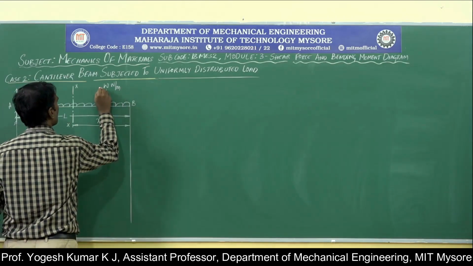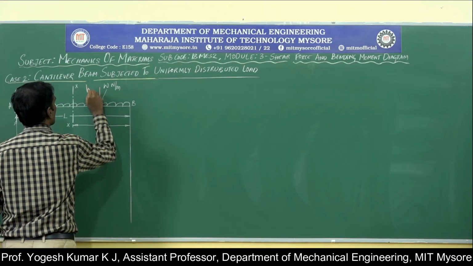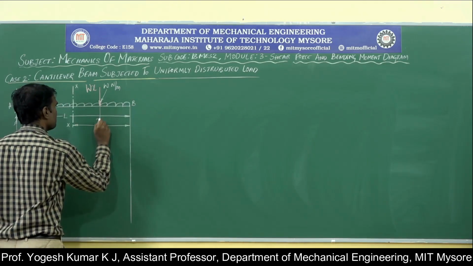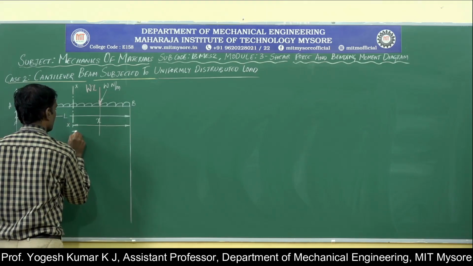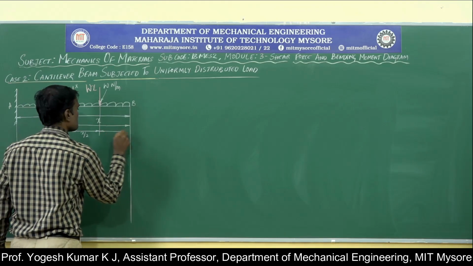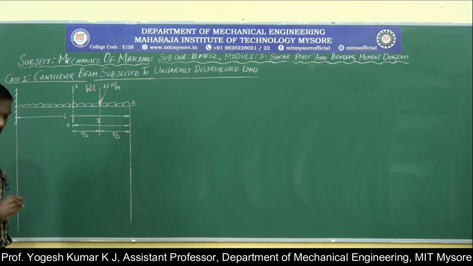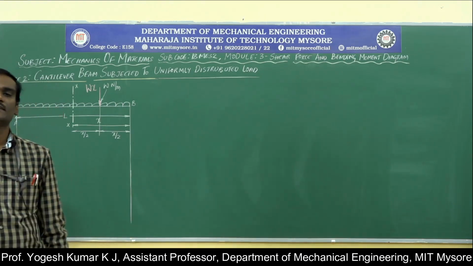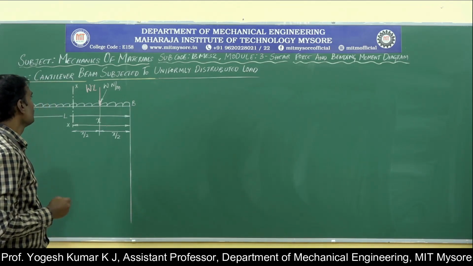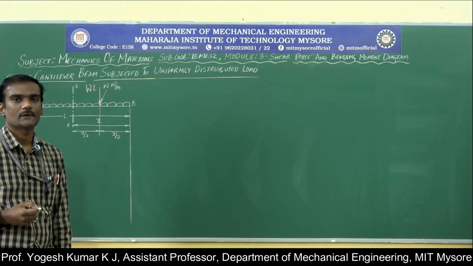this UDL will be acting over here, and that magnitude will become Wx, and this will be at a distance x by 2, that is mid span of x. The intensity Wx will be acting at the mid span. So now we have converted the UDL problem into a point load problem.